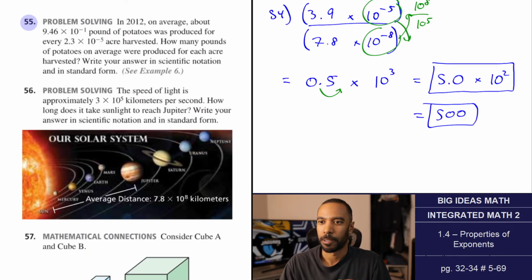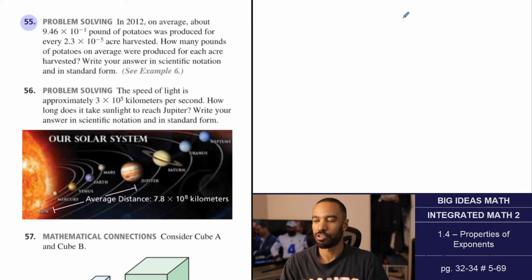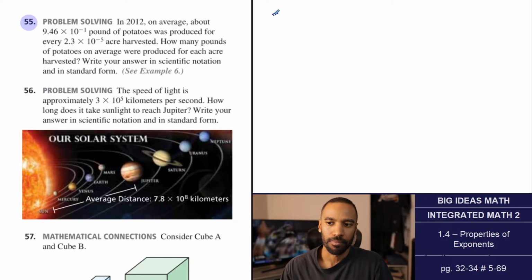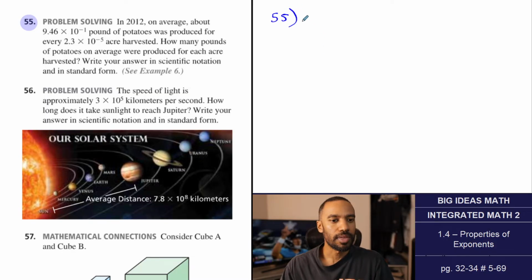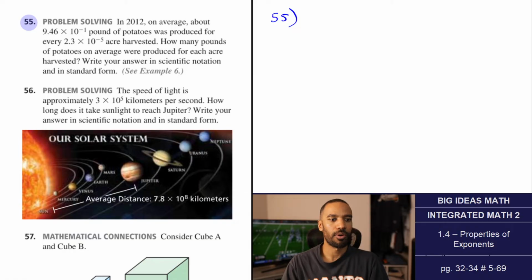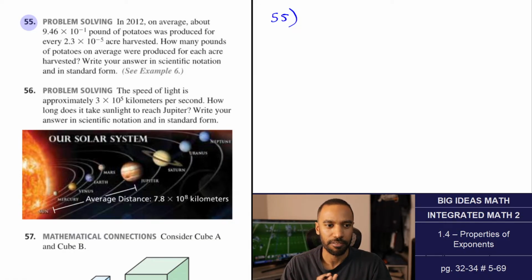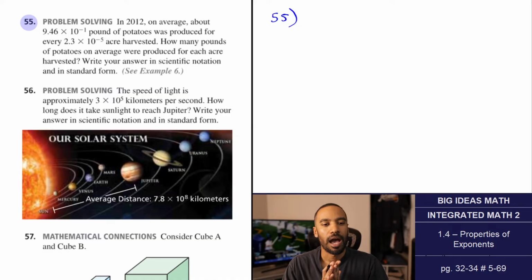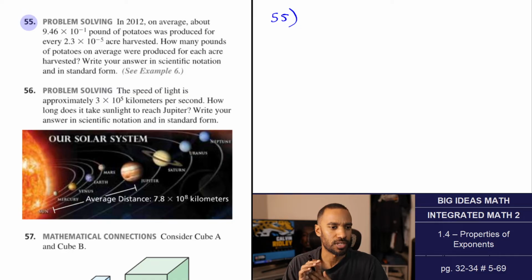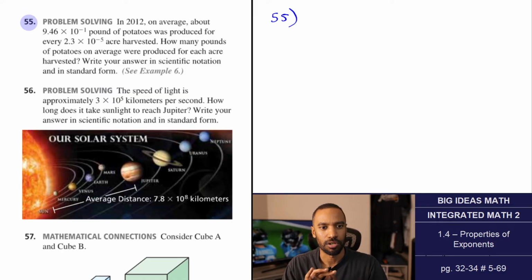All right, number 55, problem solving. In 2012, on average, about 9.46 times 10 to the negative first pound of potatoes was produced for every 2.3 times 10 to the negative fifth acre harvested. How many pounds of potatoes on average were produced for each acre harvested? Write your answer in scientific notation and in standard form.